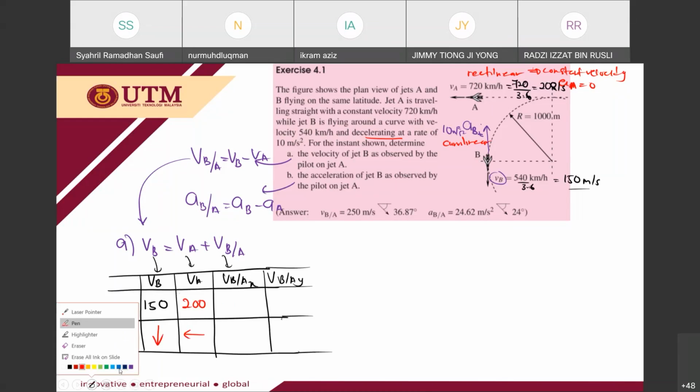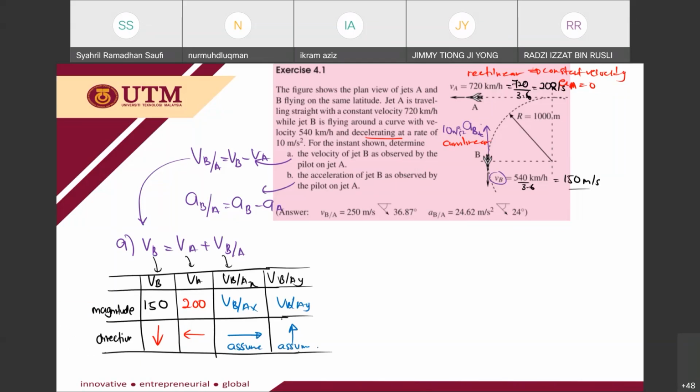VBAX is unknown, and I just made the assumption that it is to the right. VBAY is also unknown, so I made the assumption upward. So here I just made horizontal and vertical, with horizontal to the right as the positive x-axis.